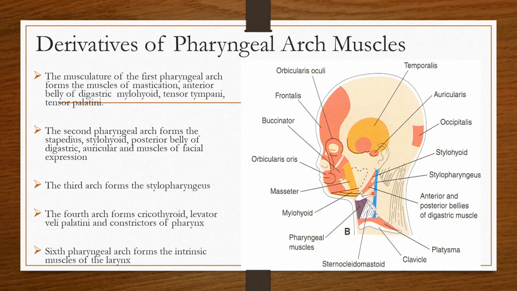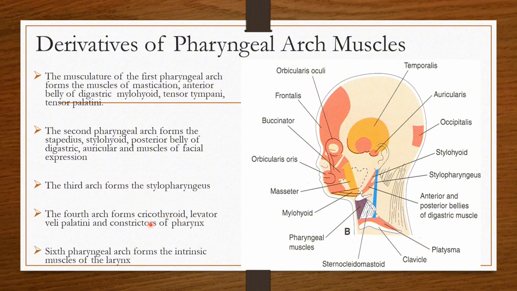The muscle which is formed from the third pharyngeal arch is only the one muscle. Here it is shown in blue color. This is the stylopharyngeus, the only one derivative of the third pharyngeal arch. The fourth pharyngeal arch forms the cricothyroid, the levator veli palatini, and constrictors of the pharynx. The sixth pharyngeal arch forms intrinsic muscles of larynx. You have to memorize that all the intrinsic muscles of the larynx are derived from the sixth pharyngeal arch except the cricothyroid, which is derived from the fourth pharyngeal arch.